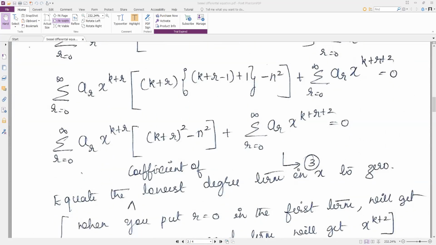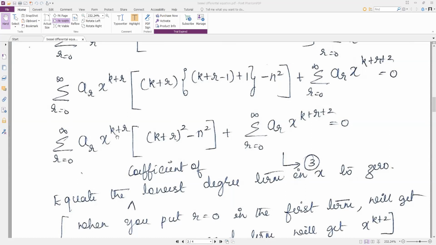Now let me equate the coefficient of the lowest degree term in x. Lowest degree term in x. As we have done in Legendre also, the same thing we are going to do here. Here, which is the lowest degree term in x? So let me put r equal to 0 here. When you put r equal to 0, that is the lowest value for r, you will get x to the power k, and here you will get x to the power k plus 2. So x to the power k is lower than x to the power k plus 2.